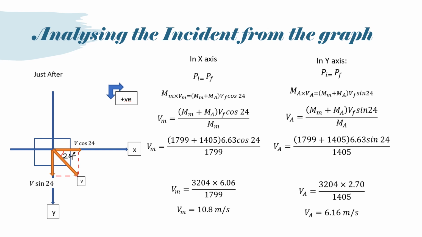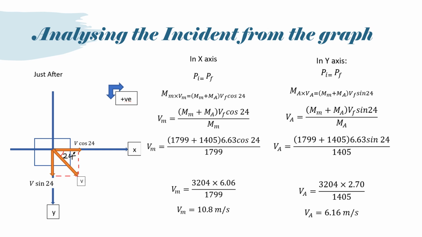Following graph. After the collision, two cars moved in an angle which is not aligned to the horizontal. So this will mean that we have to break down this into two components, that is x component and y component. So let's first see what happens in the x axis.